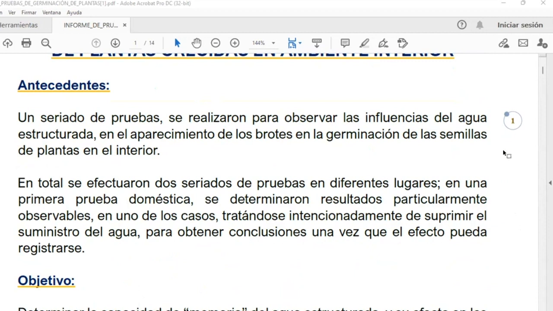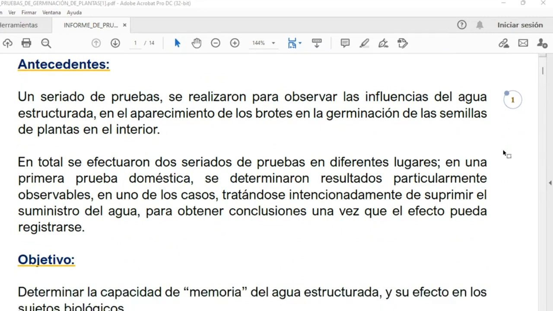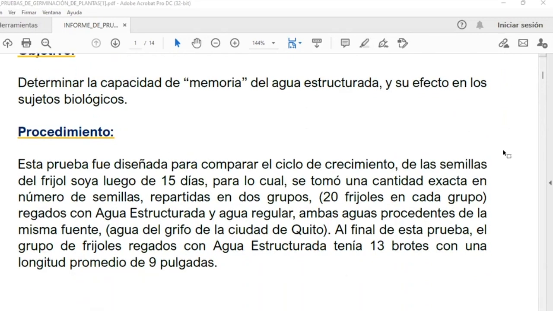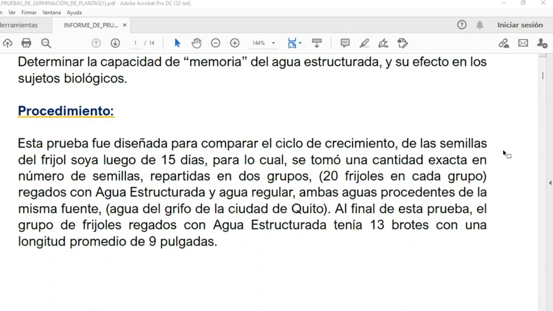At the end of this test, the group of beans watered with structured water had 13 sprouts with an average length of 9 inches. On the 15th day, the control group of beans watered with regular water had only 7 sprouts with an average length of 4 inches. This test clearly confirmed a significant improvement and acceleration of plant growth with structured water.